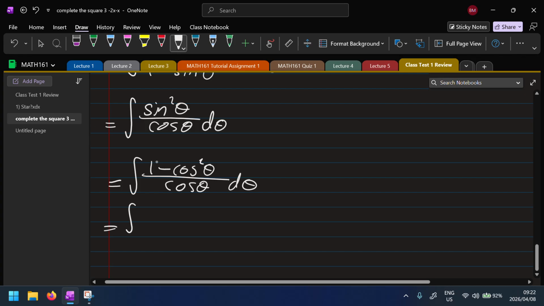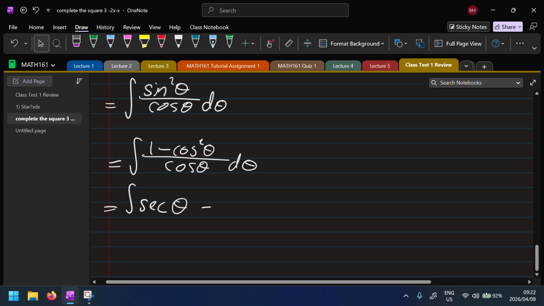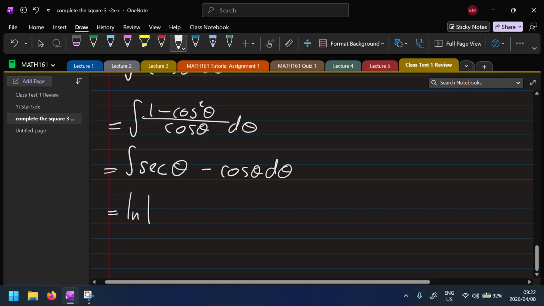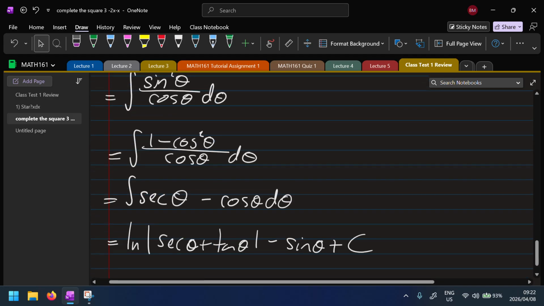So this will be the integral 1 over cos. We can write that as sec. And then cos squared over cos, that cancels one of them, so that will just be cos. Okay, integral of sec. Again, that's just one of the ones you need to know. So that's sec plus 10. Okay, so we end up with that. So that was 2 marks for that, and then substituting back.